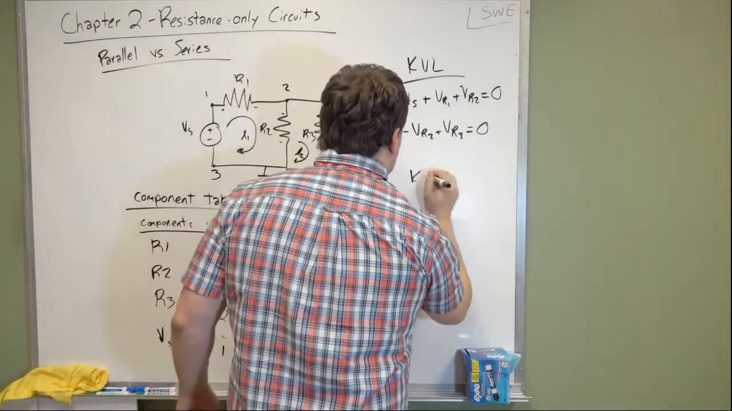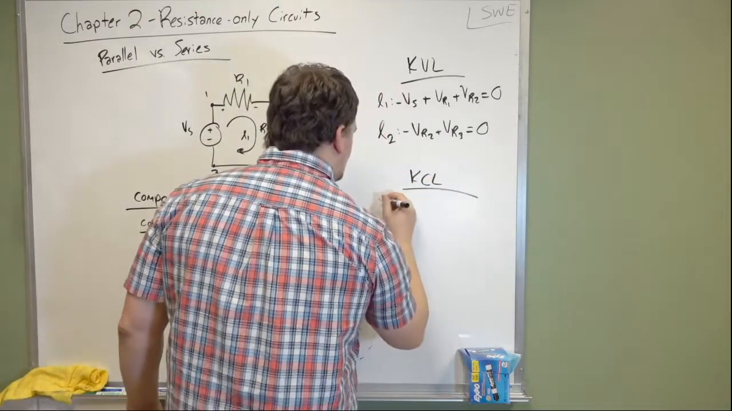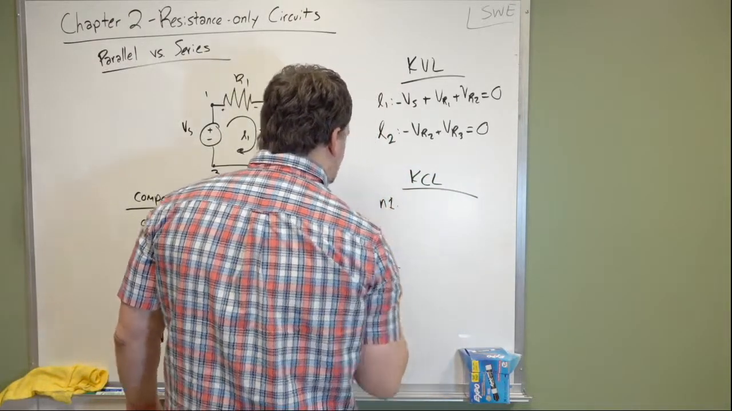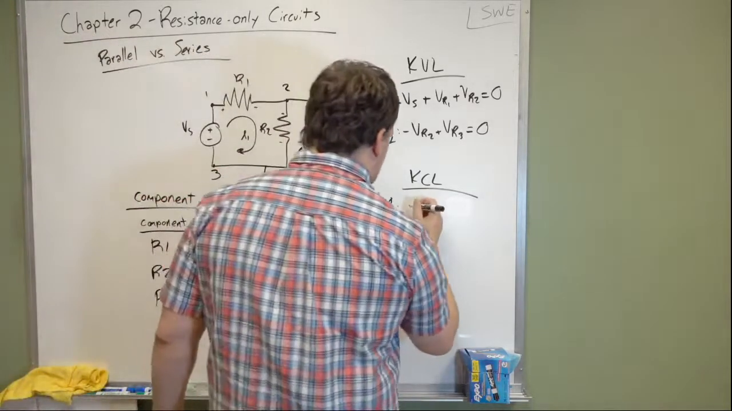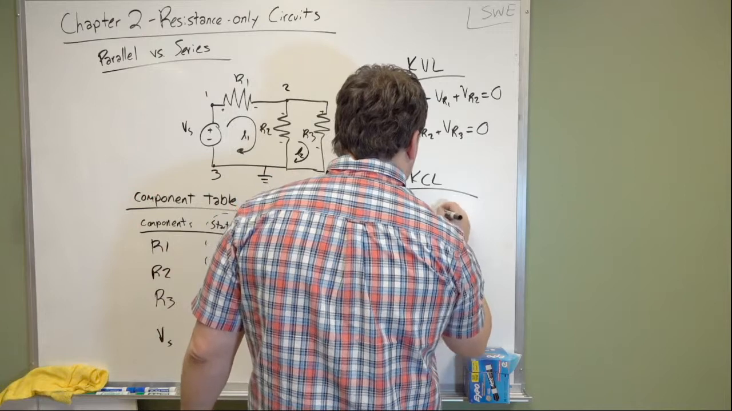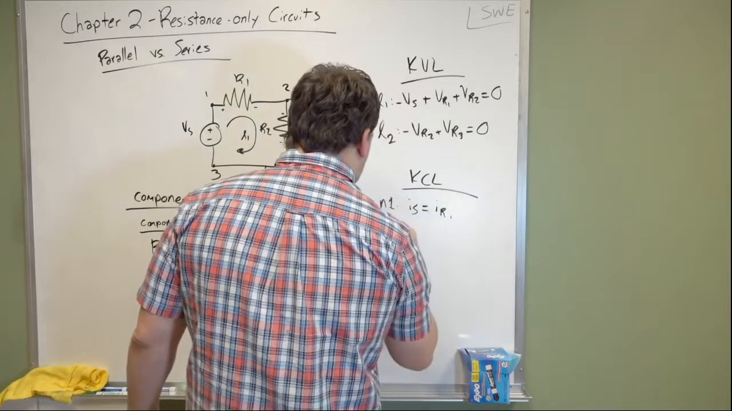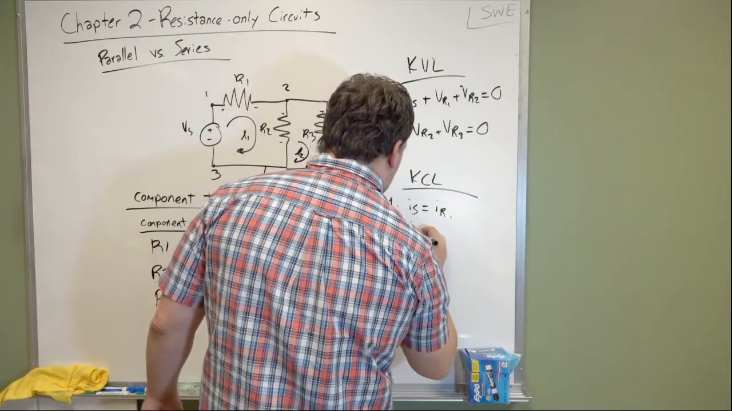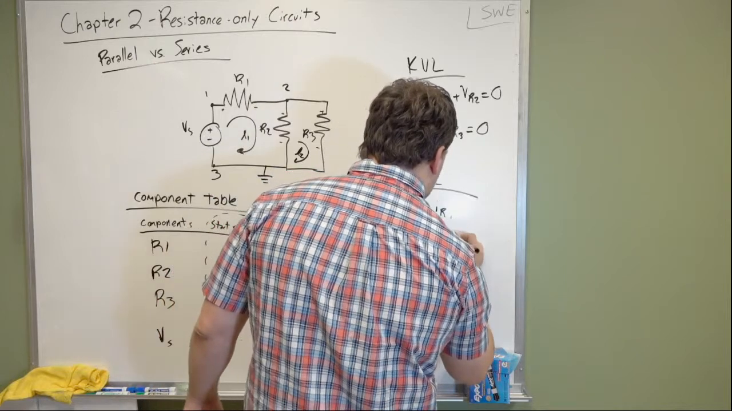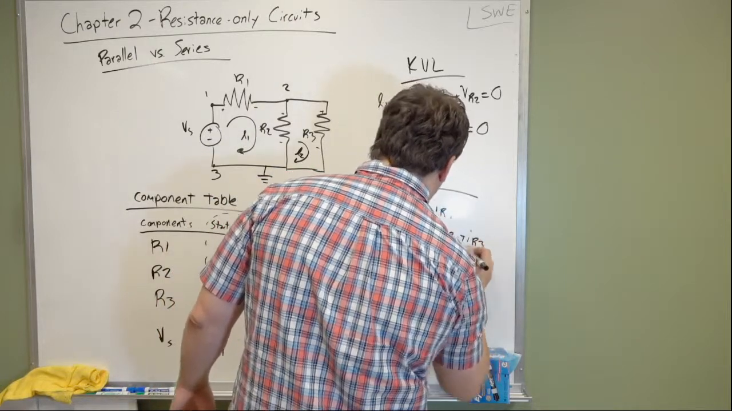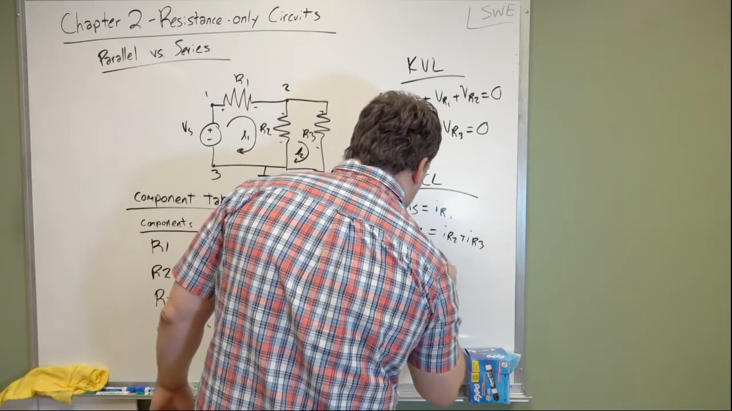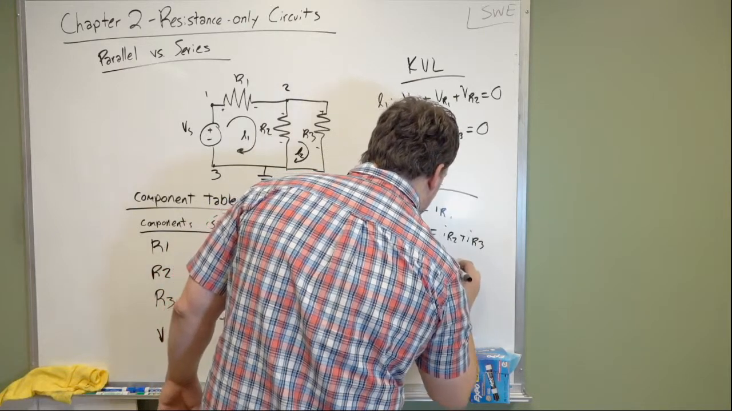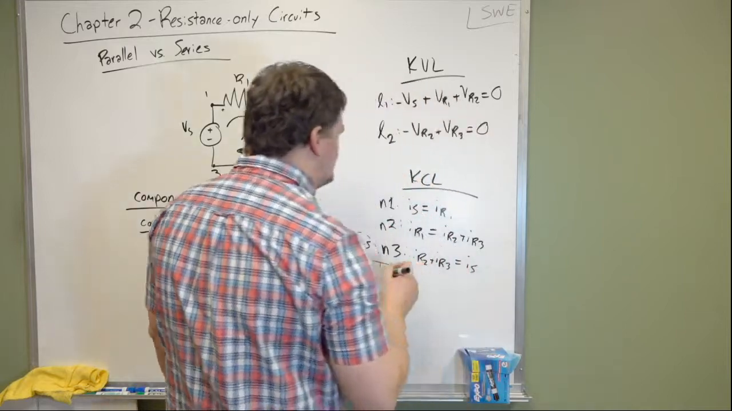And then if you go to KCL, node 1 has these two components, so we have IS is equal to IR1. For node 2, we have IR1 is equal to IR2 plus IR3. And then for node 3, we have IR2 plus IR3 is equal to IS. Okay.